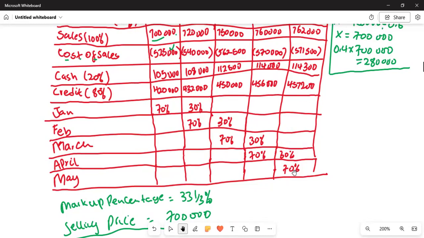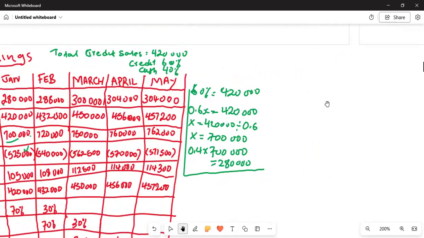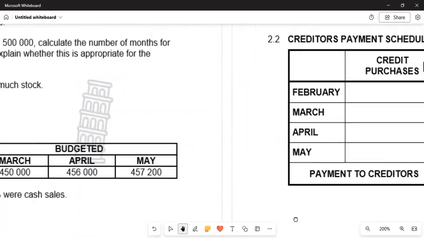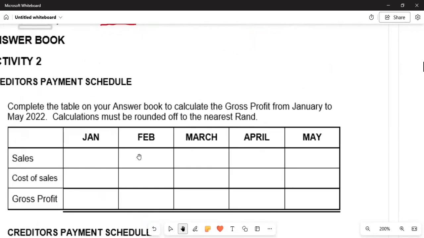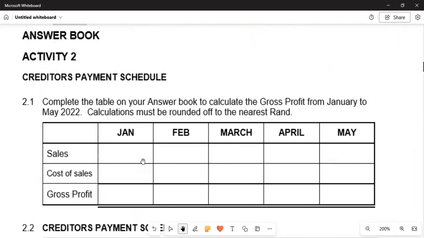Now we are to move on to our answer book. Here is our answer book. Complete the table in your answer book to calculate the gross profit from January to May. Calculations must be rounded to the nearest rand. So now we are asked to calculate what? The gross profit. We now know our total sales.